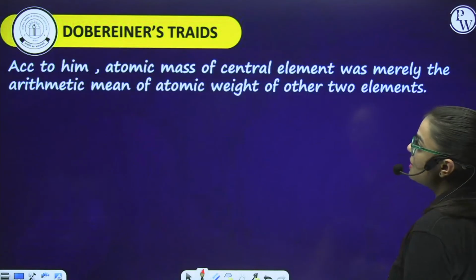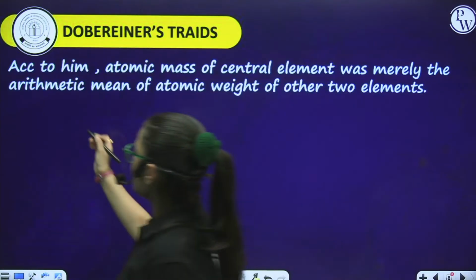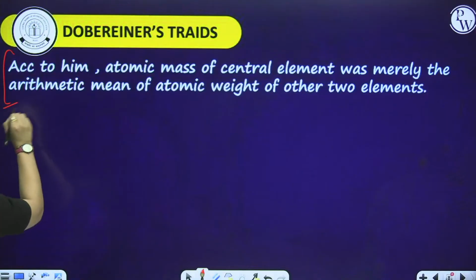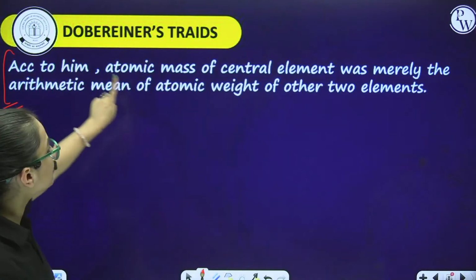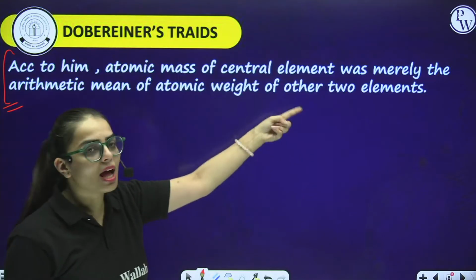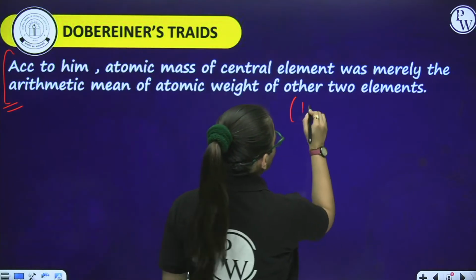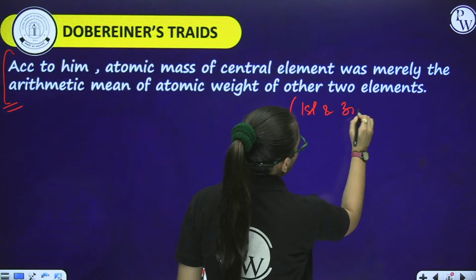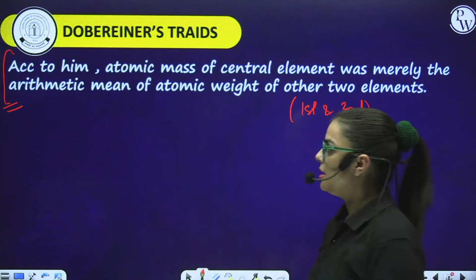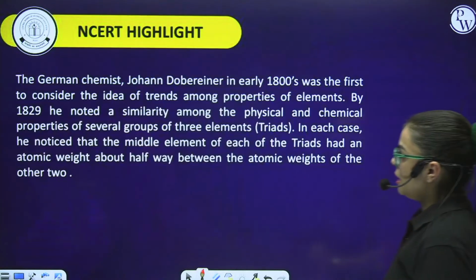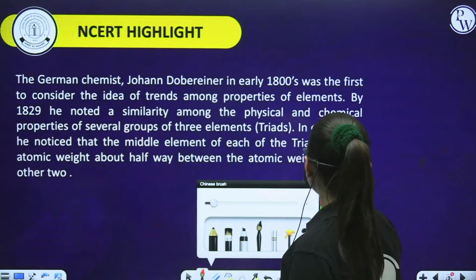So this was about Dobereiner's triads. This is what I have already told you. Here you can put a star. According to him, the atomic mass of the central element was merely the arithmetic mean of the atomic masses of the other two elements. Which are the other two elements? The first and the third one. Clear, everyone? Okay.